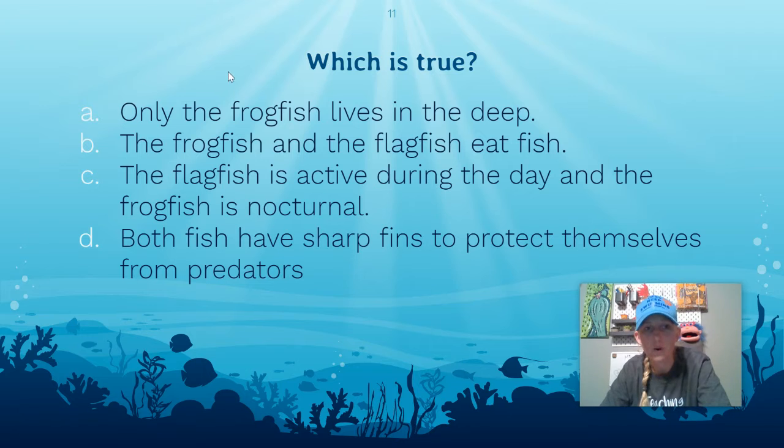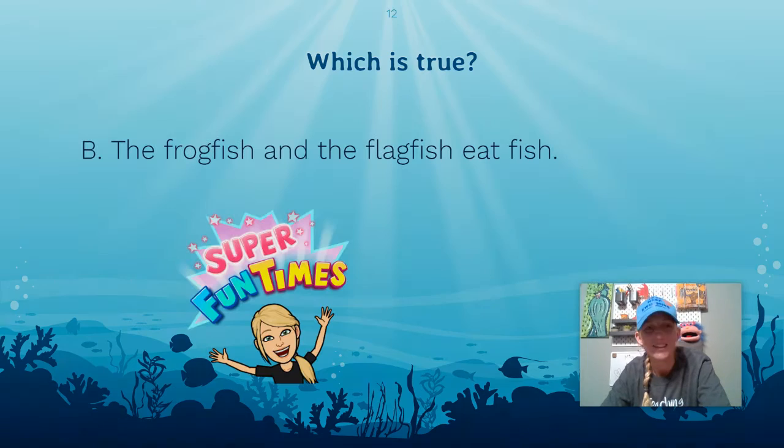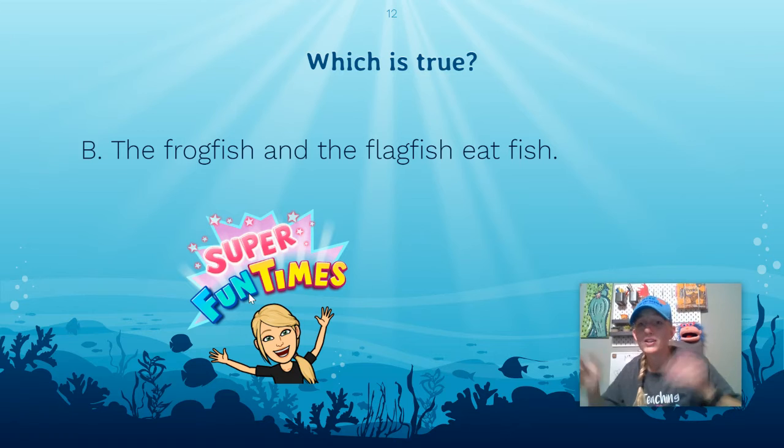All right, which is true? A, only the frogfish lives in the deep. B, the frogfish and the flagfish eat fish. C, the flagfish is active during the day and the frogfish is nocturnal. Or D, both fish have sharp fins to protect themselves from predators. So we want the true one, the real one. So think about that. All right, guys, I'm going to move on. If you need more time, which you probably do, go ahead and click pause on me. The frogfish and the flagfish eat fish. Super fun times.